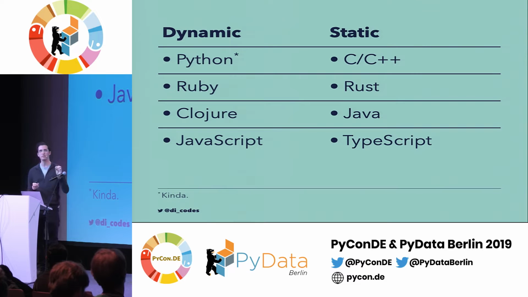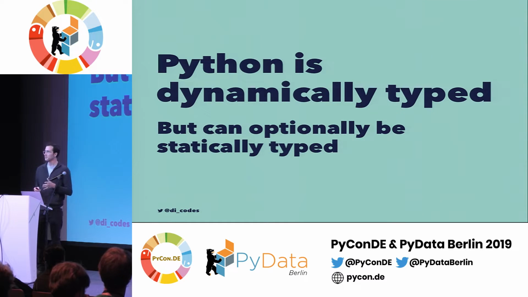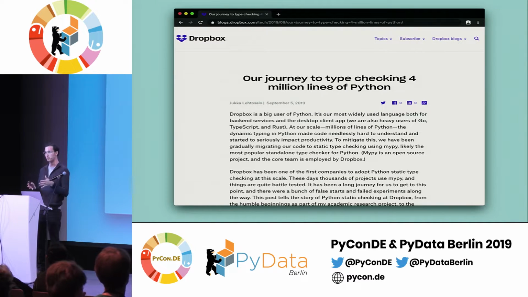And technically Ruby's about to get that same asterisk as well, because they'll get the optional static typing sometime next year. So, like I said before, Python is dynamically typed, but can optionally be as statically typed as you want it to be. So this wasn't always true. Python used to be a completely dynamically typed language. And actually the story of Python becoming an optionally statically typed language, which I'm about to tell you, is also kind of the story of static typing at Dropbox.